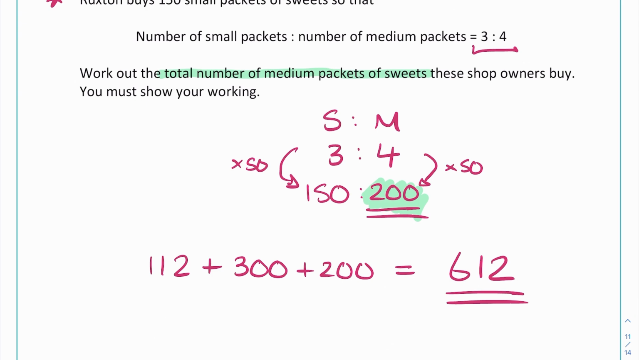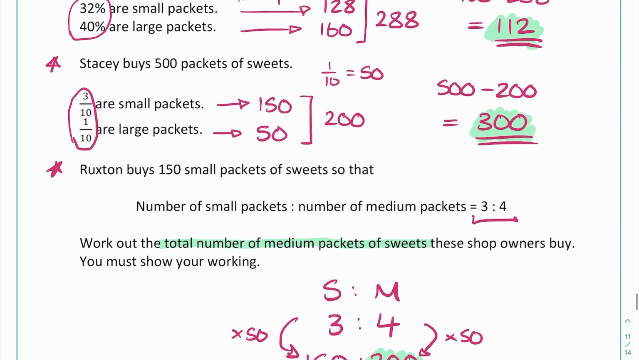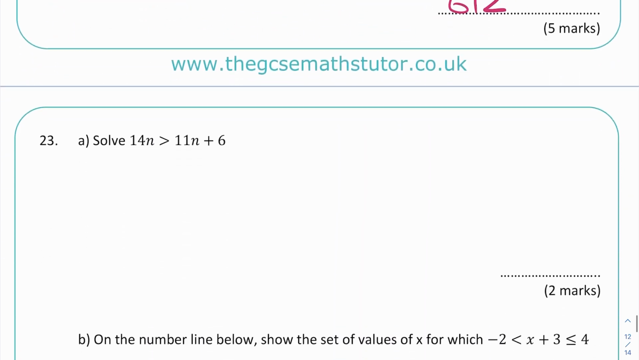I think that ratio one there was probably the hardest, so it was probably quite nice that they gave us that as that third bit of information. But there we go, 5 marks for that question there.